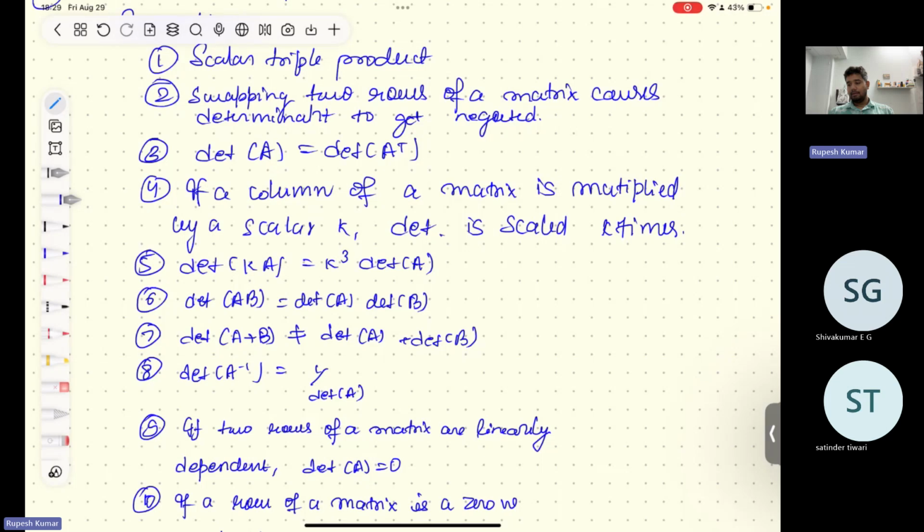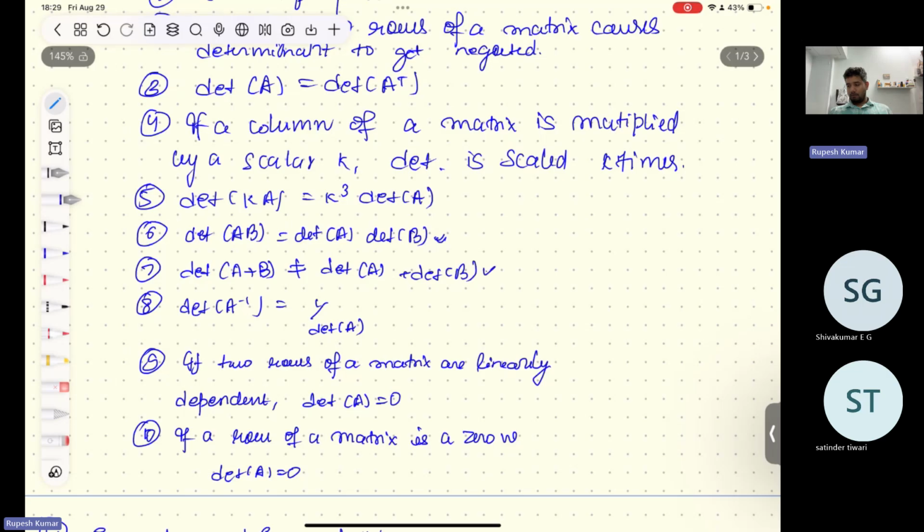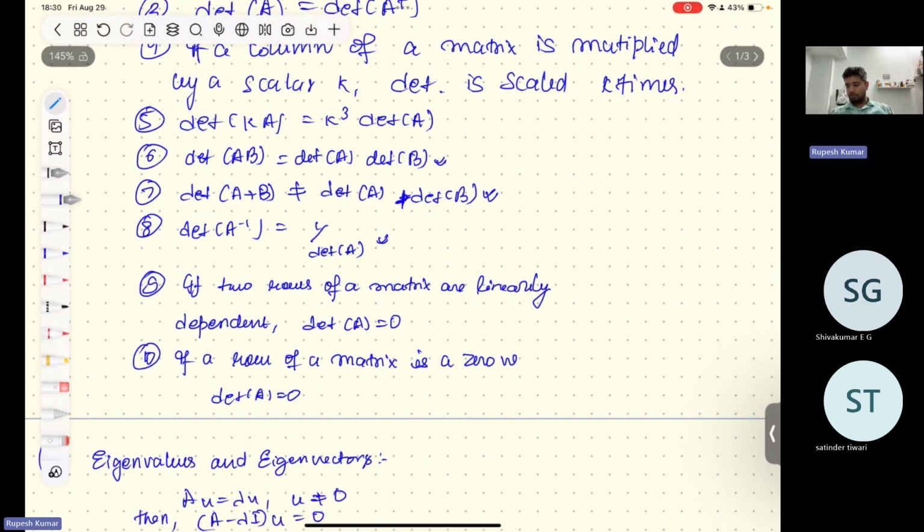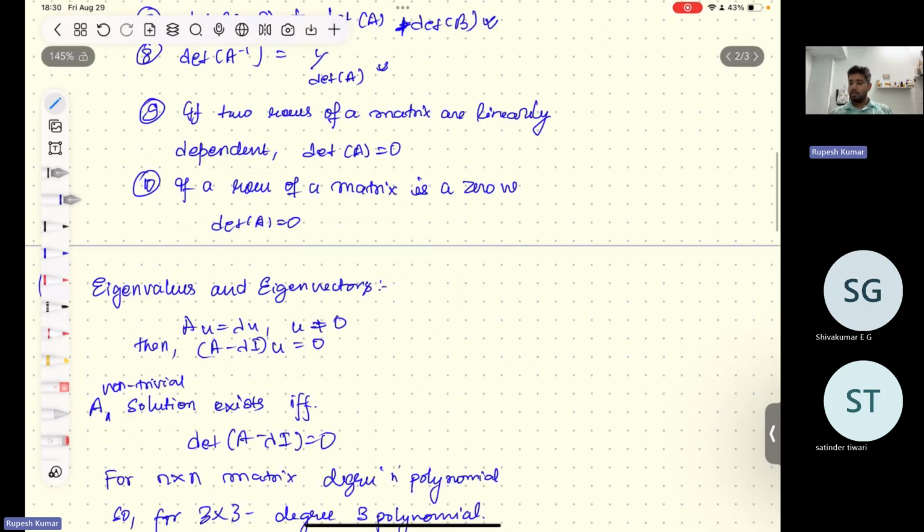Then determinant of AB equals determinant of A times determinant of B. This can be proven. But determinant of A plus B is not equal to determinant of A plus determinant of B. In short, determinant is not a linear operator. Then determinant of A inverse equals 1 by determinant of A. We will also solve this problem and prove it. If two rows of a matrix are linearly dependent, then the determinant has to be 0. Why is this happening? Let's think about this during the problems, so just remind me to ask this question again when we solve the related problem. If a row of a matrix is 0, the determinant is 0.